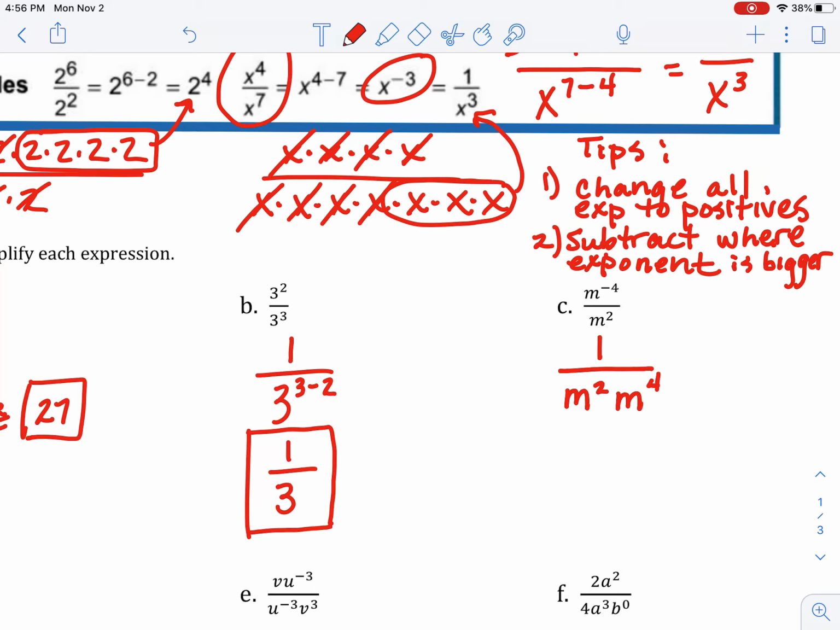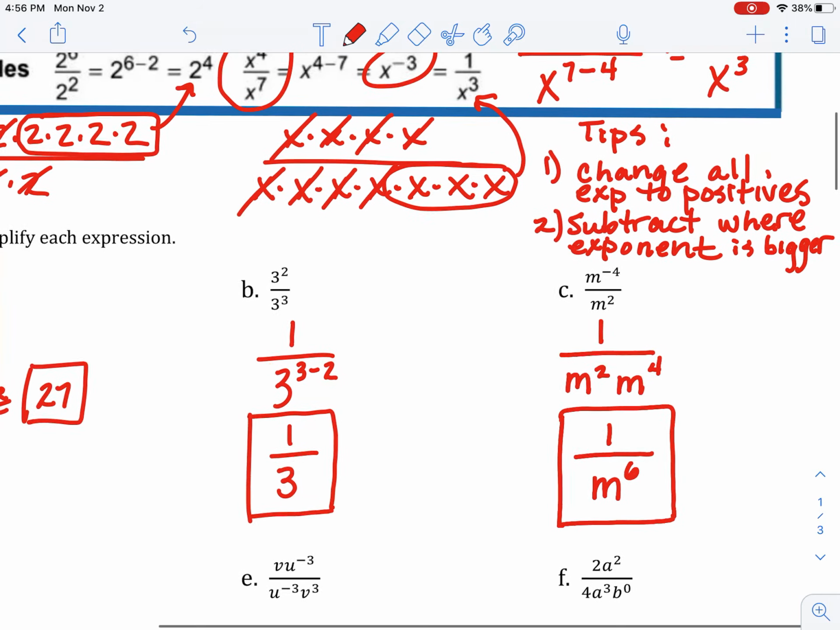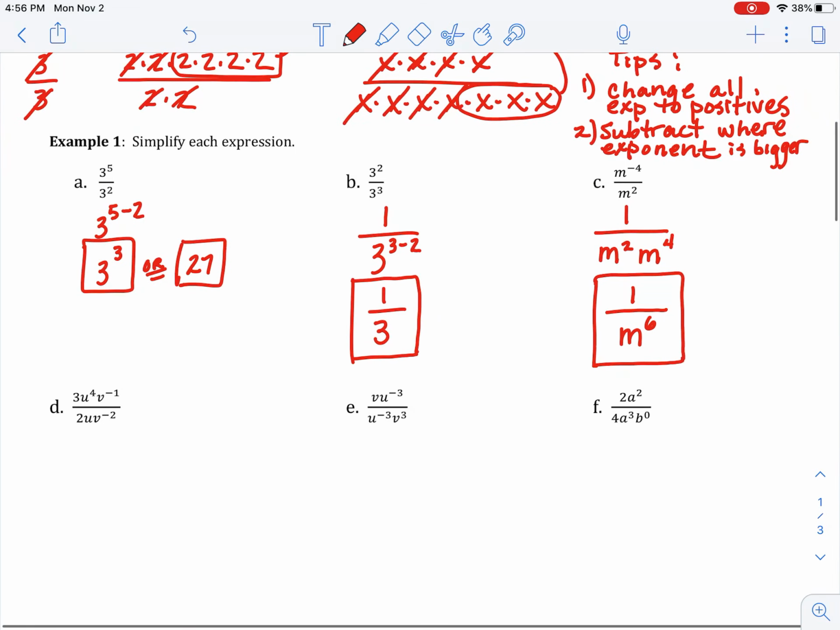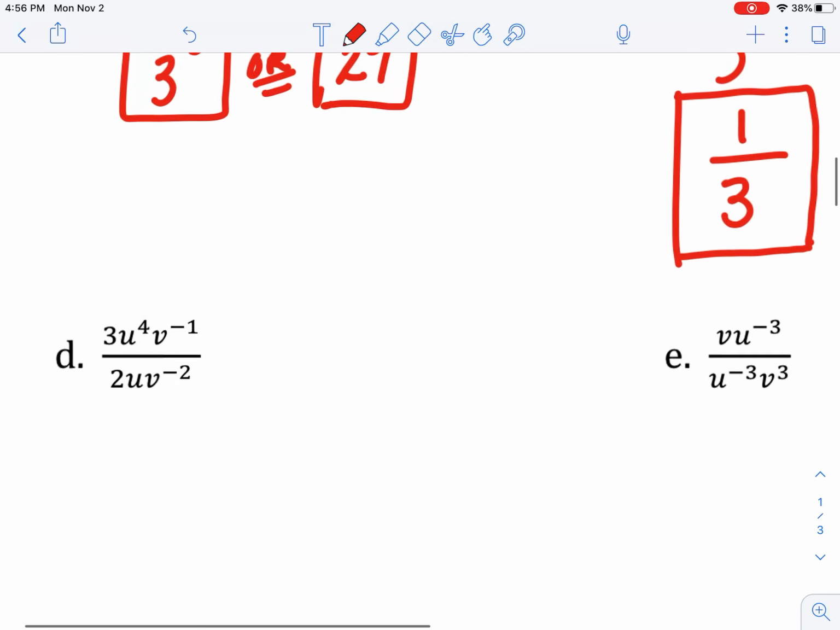Put a 1 in the top because we don't leave an empty numerator. Well, now we don't need the new rule at all, right? We're not even going to subtract because we don't have division happening anymore. Our m's are right next to each other. And remember, that's the old rule. When you have 2 of the same base, you add up those exponents. So 2 plus 4 gives you 6. So sometimes when you change all the exponents to positive, then you won't have to do subtraction at all. And sometimes you will. You're going to see some examples where we will. All right? Okay, so let's move on to D.